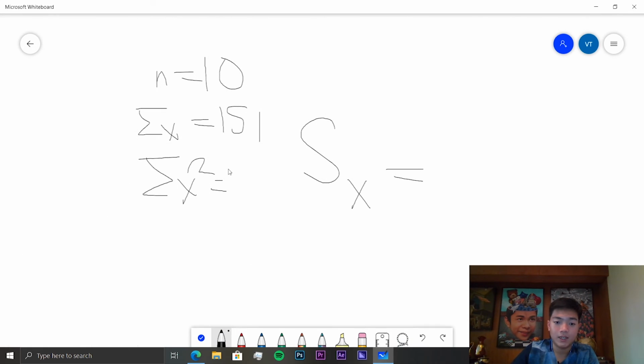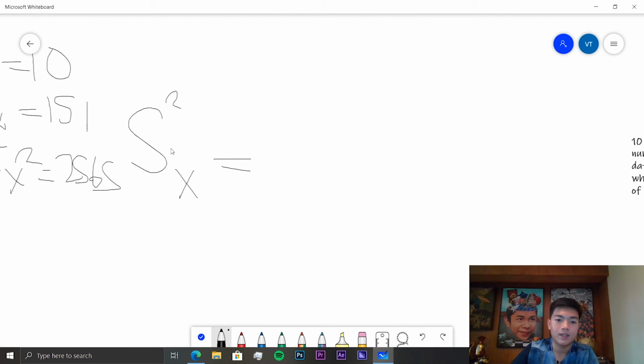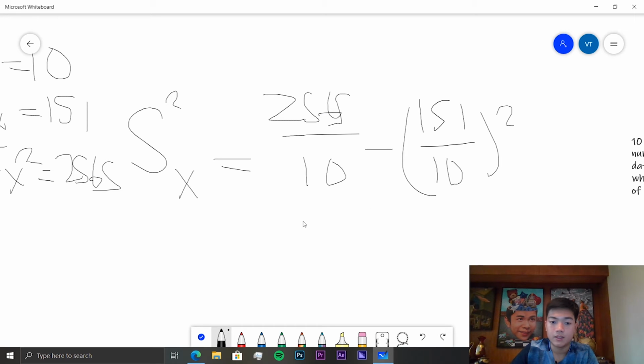So the standard deviation of this, let's just keep it squared, would be equal to 2565 over 10 minus 151 over 10 squared. So this is equal to 256.5 minus 15.1 squared. So I'm getting 28.49 as the value. So that's for the x.